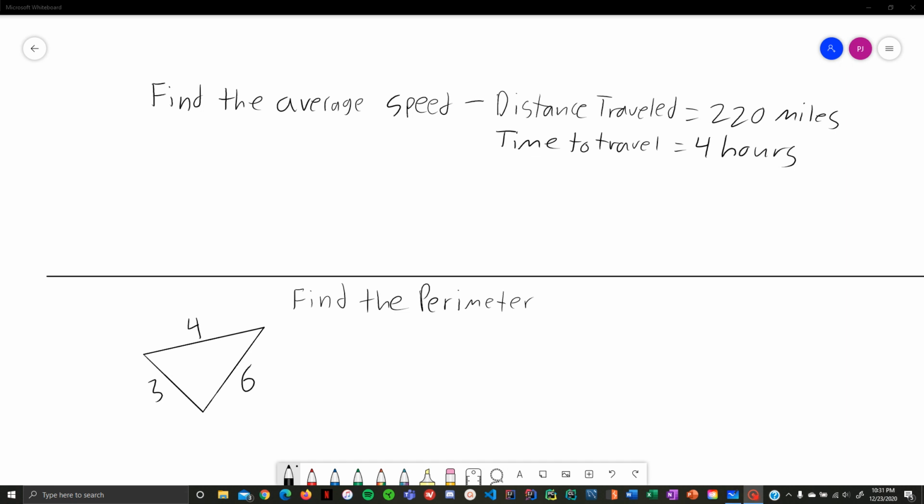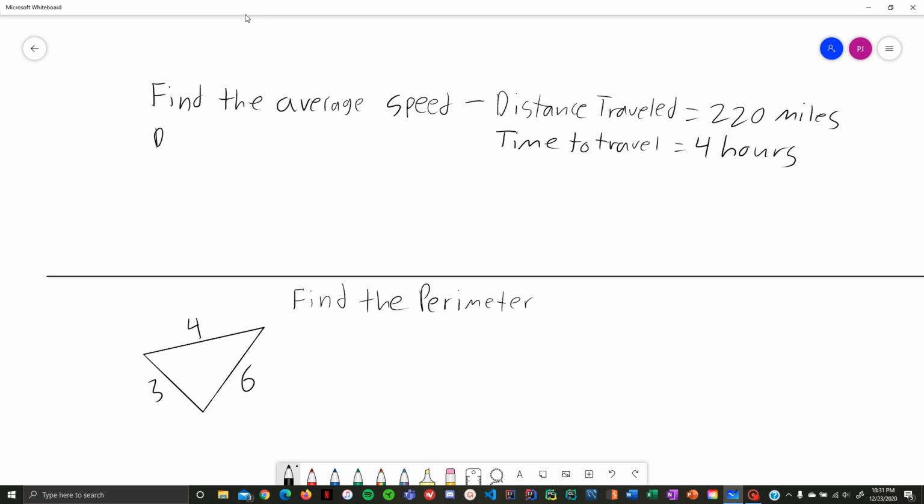We're asked to find the average speed in this first problem, with the distance that we've traveled, which is 220 miles, and the time it took to travel, which was 4 hours. If you may recall, if you have taken Algebra 1, the formula for finding the average speed would be the distance divided by the time it takes to travel.